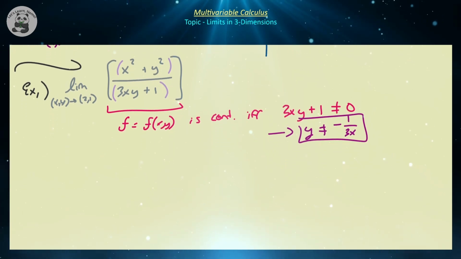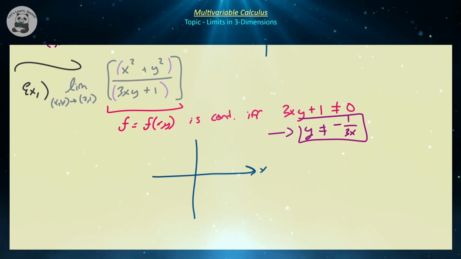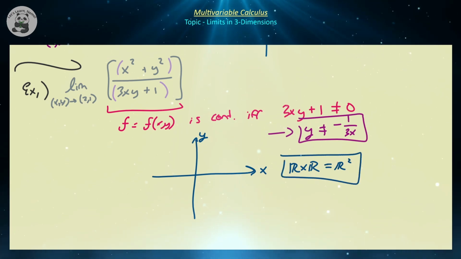So if we look at our domain region, this is going to be R cross R. This is the plane we need to look at. Some people also write this as R2. So when y is equal to negative 1 over 3x, where is that particular curve? That curve is going to be this area here and this area here, not drawn to scale.